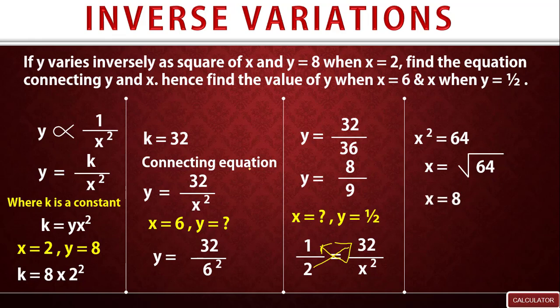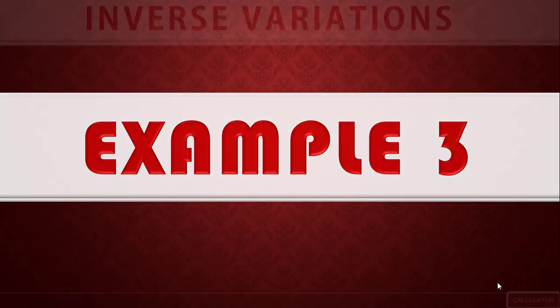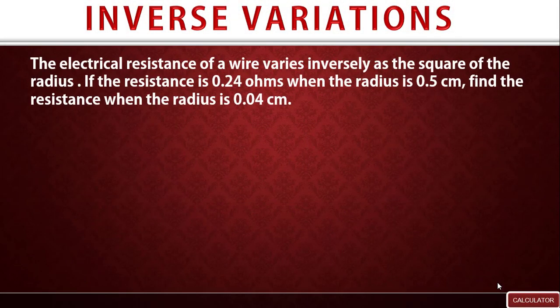So the connecting formula is y equals 32 over s squared. We also determined the value of y here to be 8 over 9, and then we determined the value of s equals 8. Example 3. The electrical resistance of a wire varies inversely as the square of the radius. If the resistance is 0.24 ohms when the radius is 0.5 centimeter, find the resistance when the radius is 0.04 centimeter.